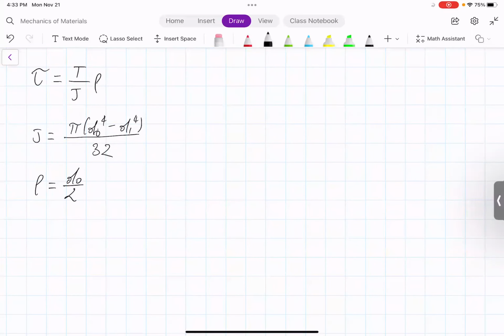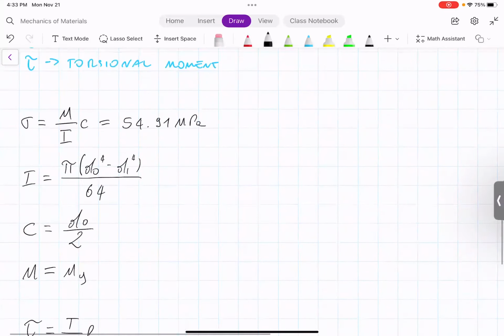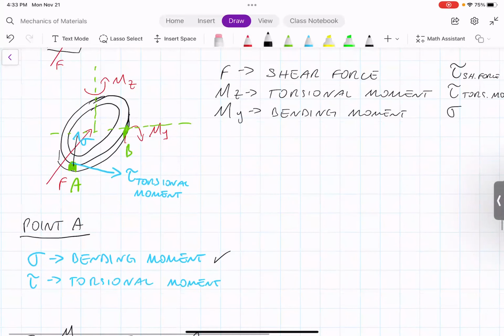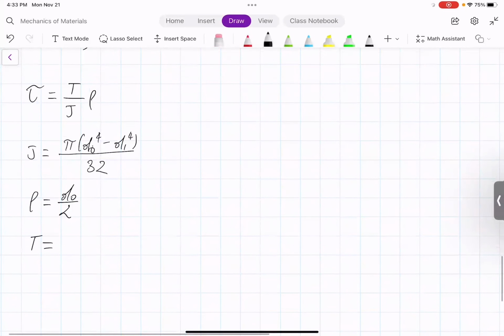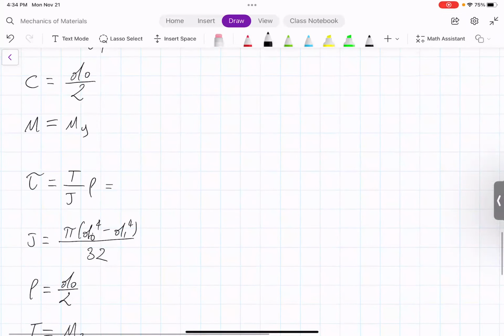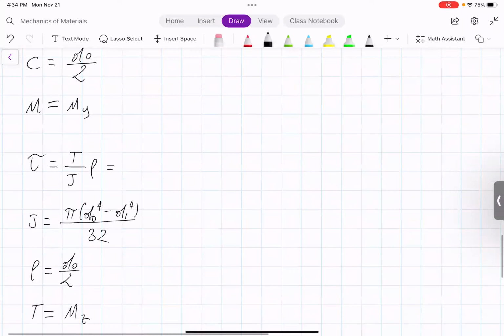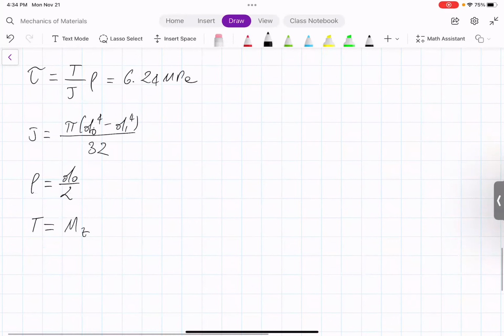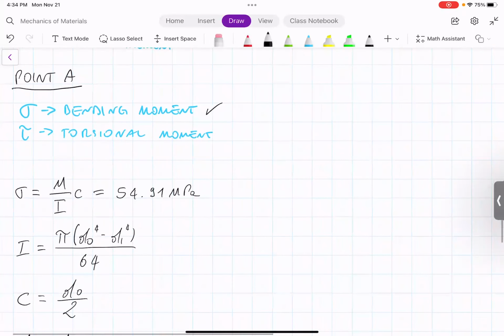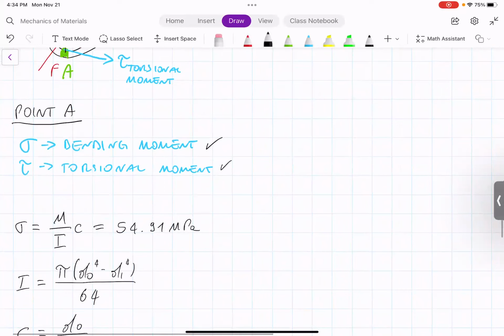And then we have the torque, T, which is the moment that we calculated, the torsional moment. We called it Mz. So we can plug all the numbers in here. When we plug in all the numbers, we obtain that the shear stress due to the torsional load is 6.24 megapascal. And we are done with point A.